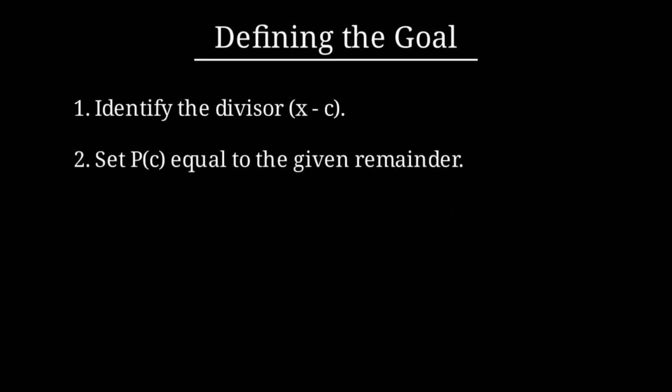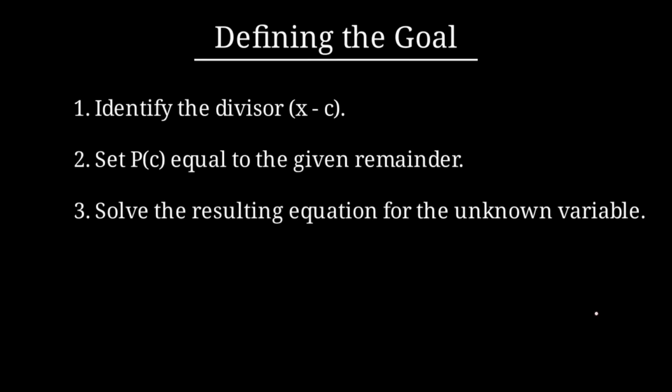Our goal is to create an equation where the only unknown is our missing coefficient. By knowing just one point on the graph or one remainder, we can unlock the entire structure of the polynomial function. Let's look at the mechanics.